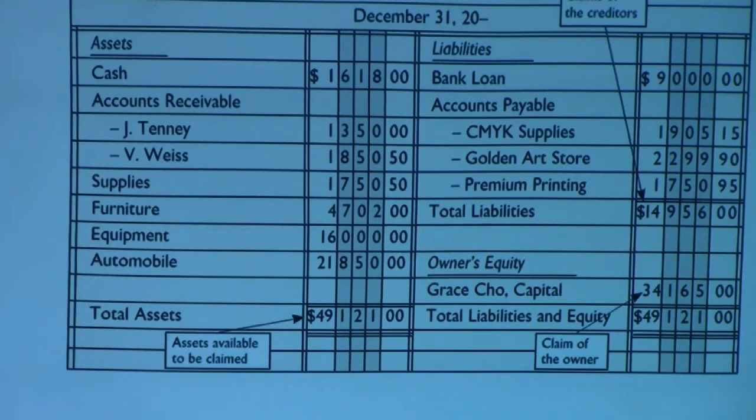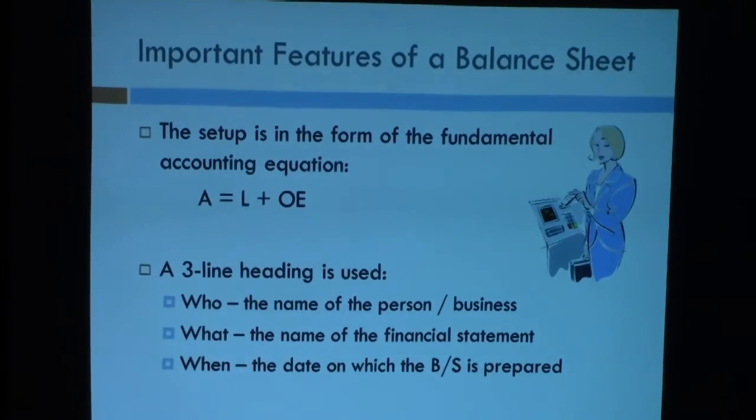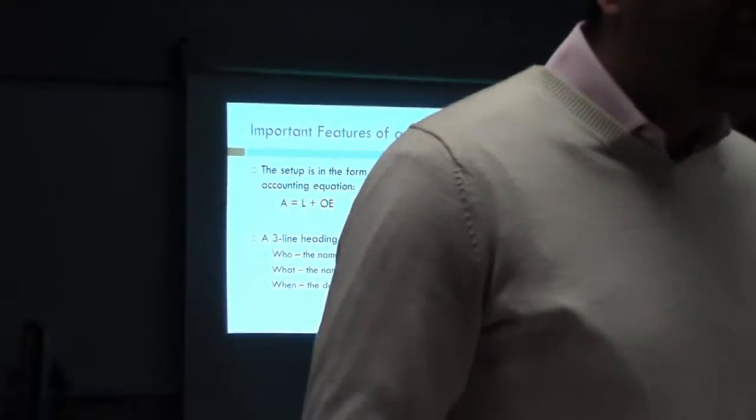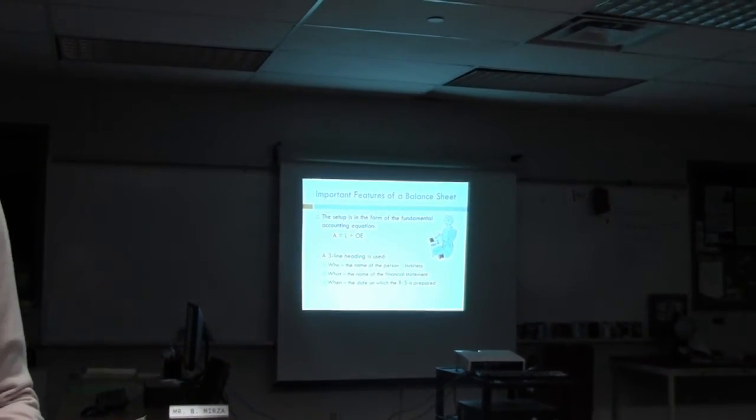In this course we will learn how to come to this kind of preparation of balance sheet. So you'll do lots of different types of exercises and assignments where you'll become familiar with balance sheet and other financial statements. I have just gone through the important features of a balance sheet. So they are listed here on this slide as well. You can take a look that they are balanced using the accounting equation. And then of course you've got the three-line heading. The three-line heading again is who, what, and when. So the name of the person or the business, the name of the financial statements, and of course the date on which the balance sheet or the financial statement is being prepared.